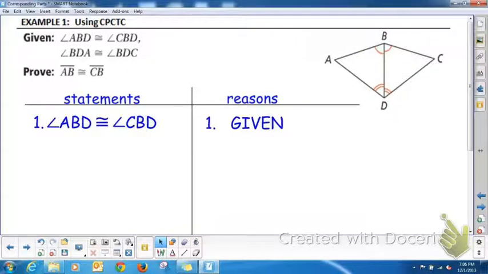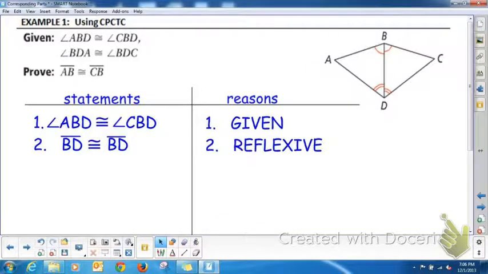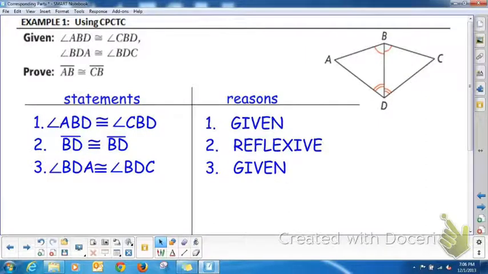First, it's given to us that angle ABD is congruent to angle CBD. Then by the reflexive property, we know that BD is congruent to itself. And the last bit that we were given was that angle BDA is congruent to angle BDC. We said therefore we could prove that these two triangles are congruent. Triangle ABD is congruent to triangle CBD using angle-side-angle.